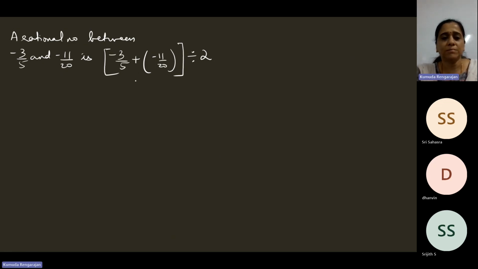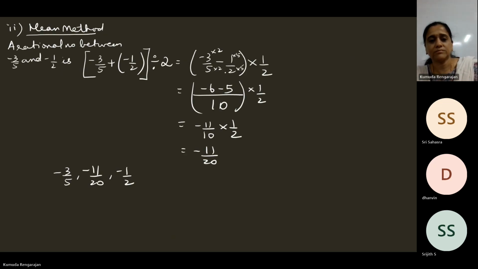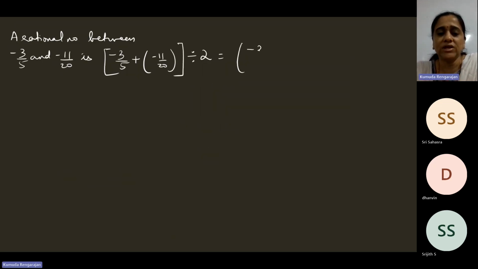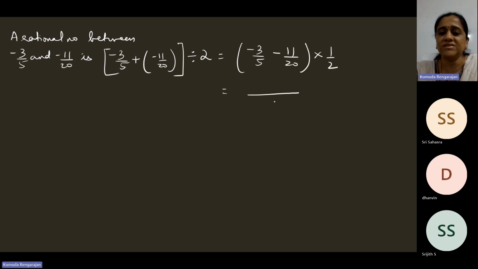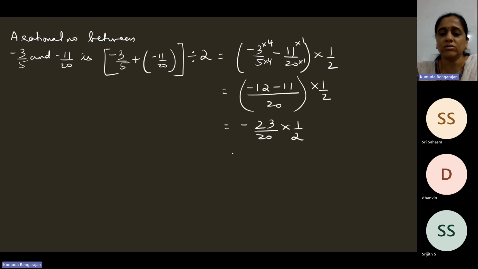So this is nothing but minus 3 by 5 plus into minus 11 by 20 into 1 by 2. What's the LCM? 20. So this 5 into 4 is 20 into 4, 20 into 1. Minus 12 minus 11 into 1 by 2. Minus 23 by 20 into 1 by 2. Minus 23 by 40.